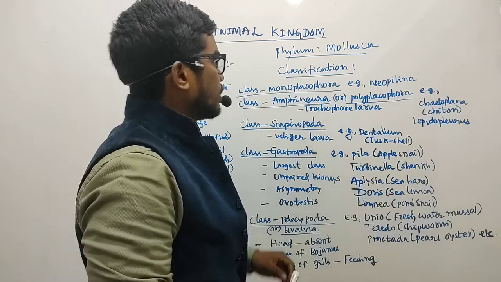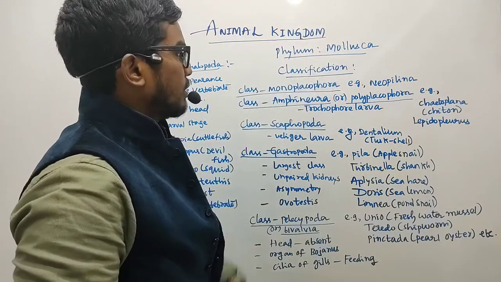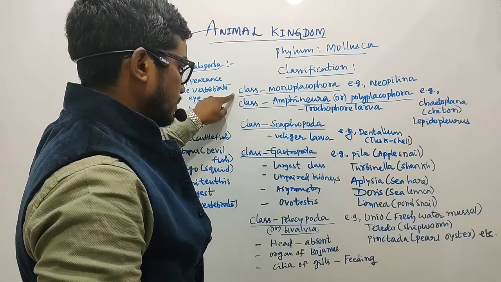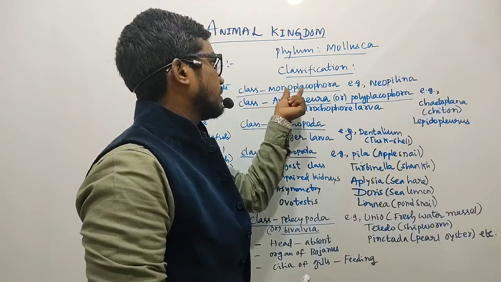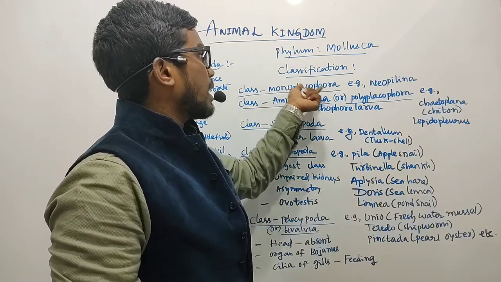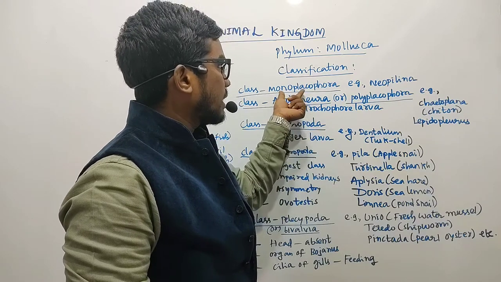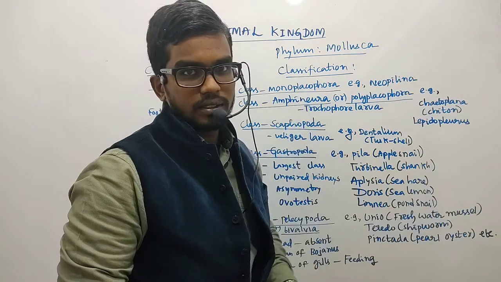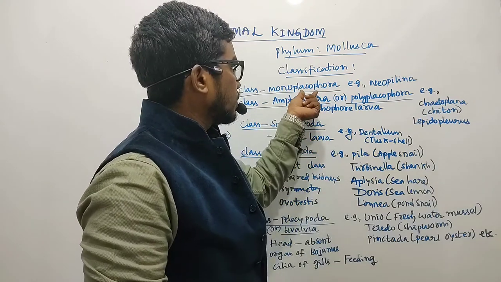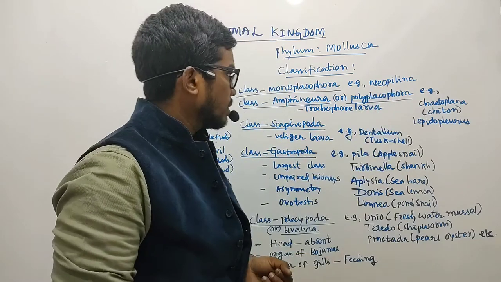Dear students, moving on to the classification of the phylum Mollusca, we have 6 classes, which we shall discuss, starting from the first class, that is Monoplacophora. This class is a connecting link between the annelids and the mollusks. Here an example can be given as Neopilina.